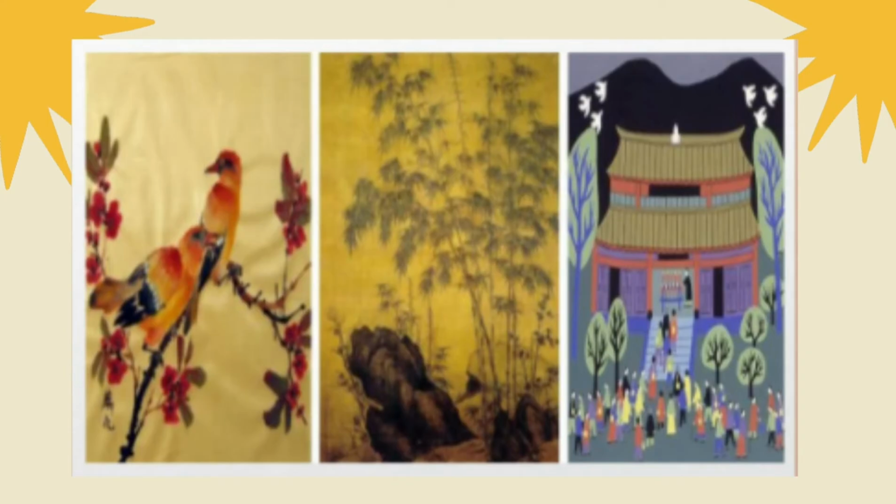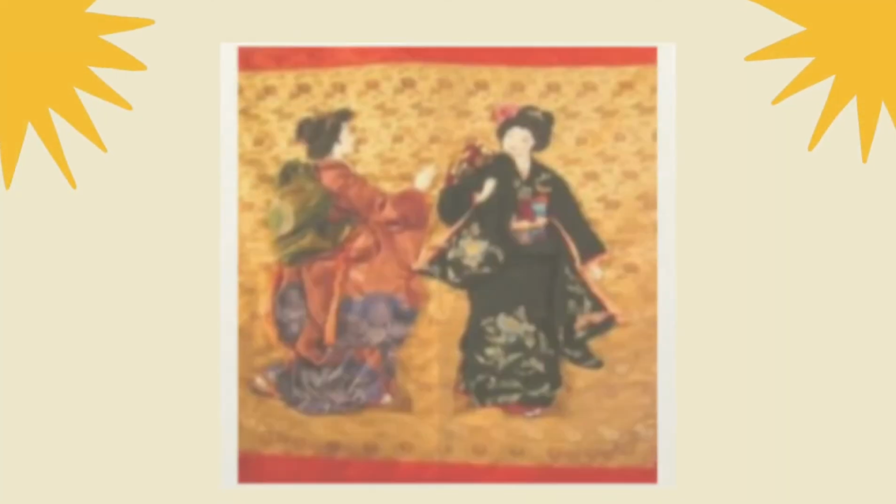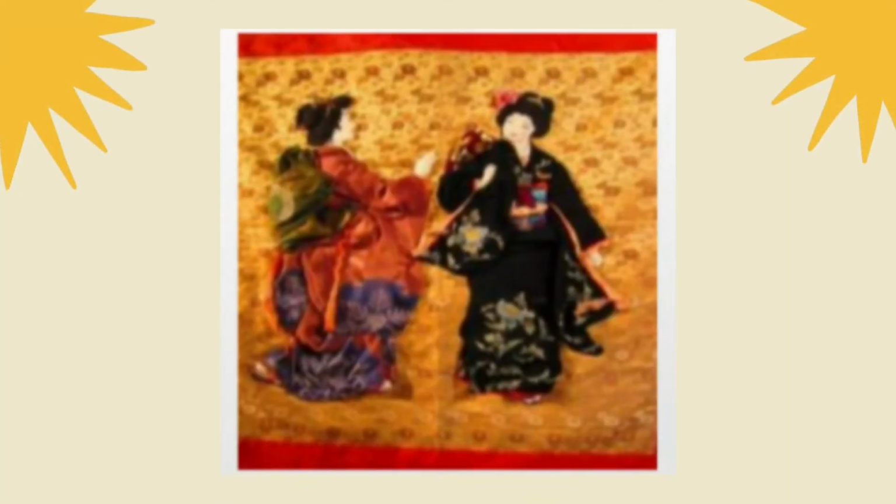So look at this one. Where do you think these paintings come from? If your answer is China, then you are correct. The painting subjects or themes from China are flowers and birds, landscapes, palaces and temples, human figures, animals, bamboos, and stones.